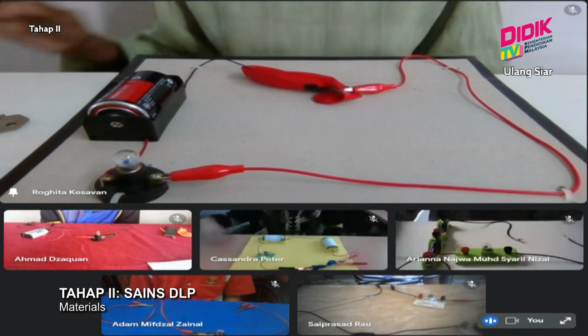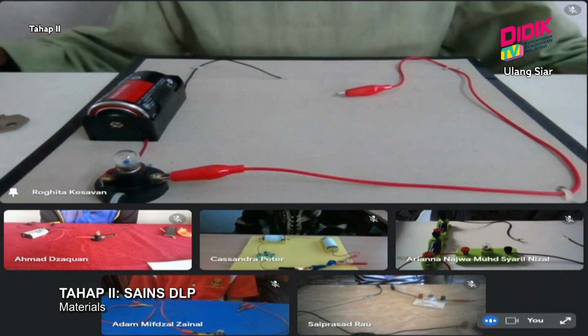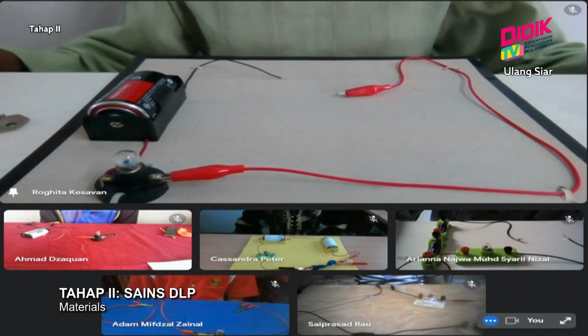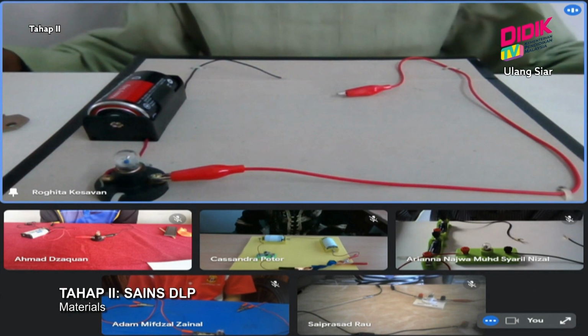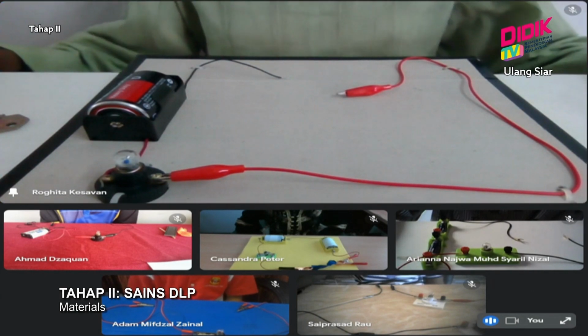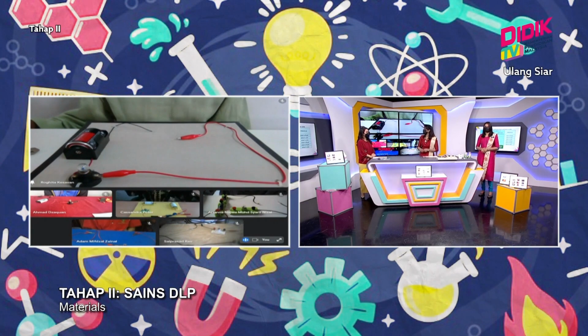Okay, Rogita, maybe you can explain to us why those objects can light up the bulb. Because they are electric conductors. Yes, very good. Electric conductors. That means electricity can flow through those objects.